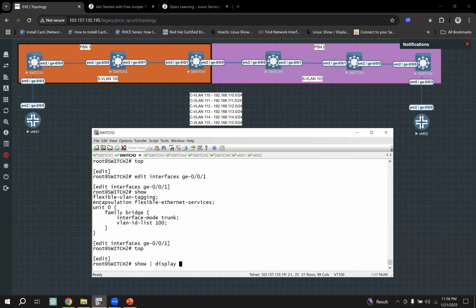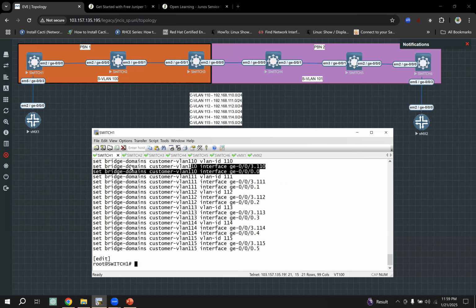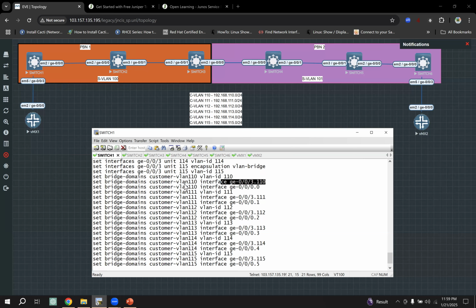Switch 2, I have one configuration question. The last portion: sub interface ge-0/0/3 is bridged with ge-0/0/0. That means ge-0/0/3 we transfer 110, 111 children, ge-0/0/0 .0 and .1. I didn't understand the last 3 lines. This one, right?